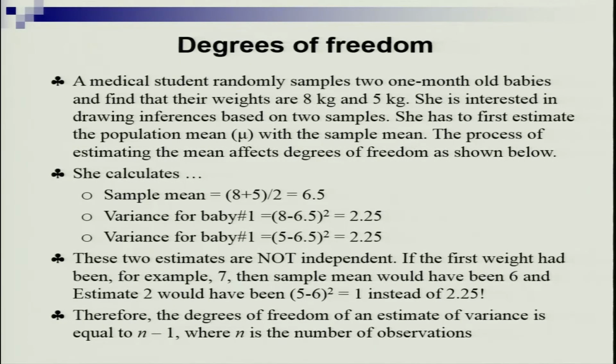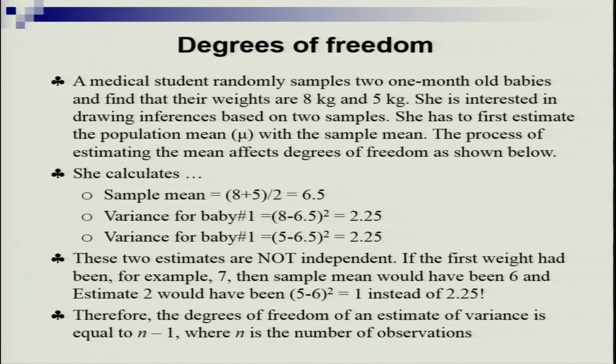Okay. So, now can we say that everything is going all right and these estimates for variance for baby number 1 and baby number 2, sorry, there is a typo here. The third bullet point or sub-bullet point should have baby number 2. So, these estimates, are they interrelated or are they totally independent? Now, these two estimates are actually not independent.